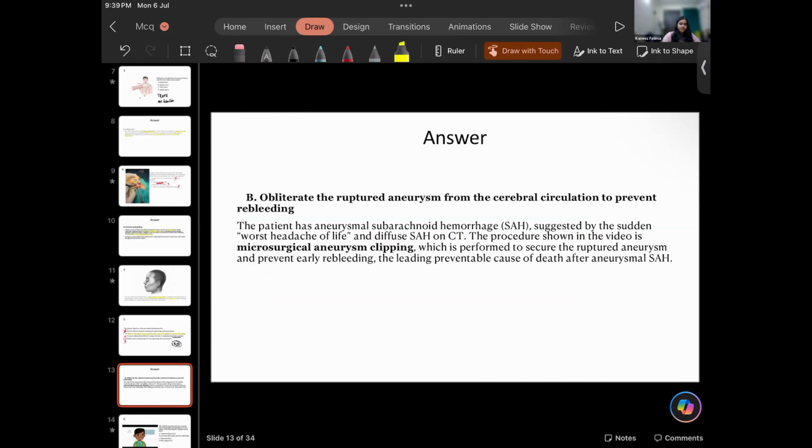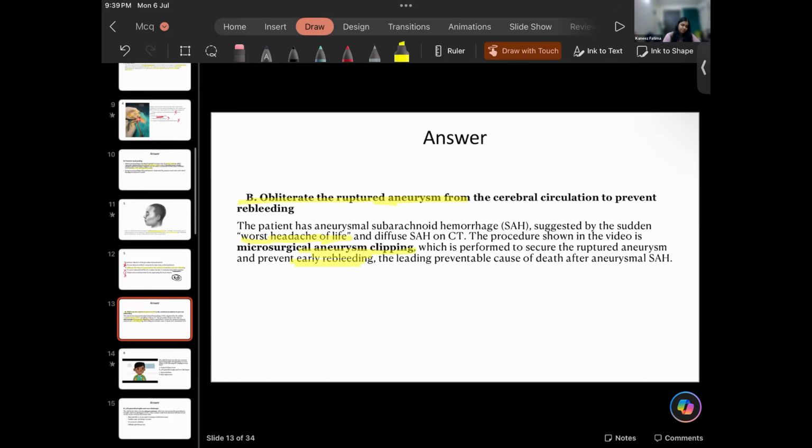We will go through the explanation once. We have arrived at the correct answer. The patient has an aneurysmal subarachnoid hemorrhage suggested by the sudden worst headache of life, a thunderclap headache. And the procedure shown in the video is a microsurgical aneurysm clipping, which is performed to secure the ruptured aneurysm and prevent early rebleeding, the leading preventable cause of death after aneurysmal subarachnoid hemorrhage.